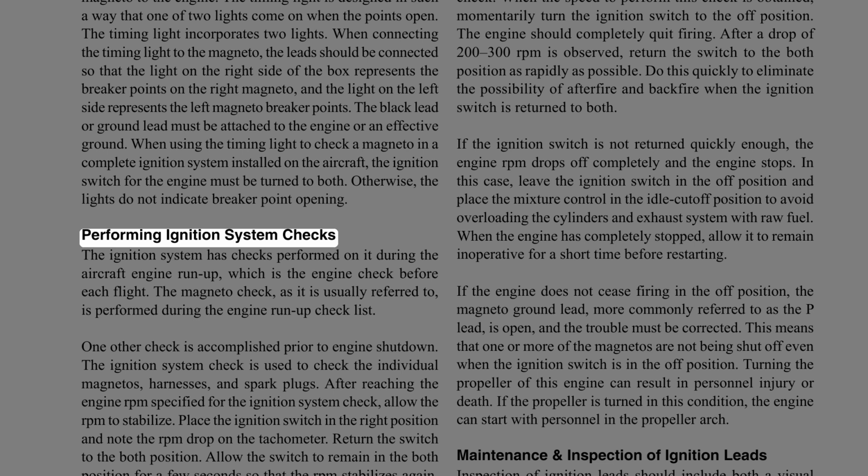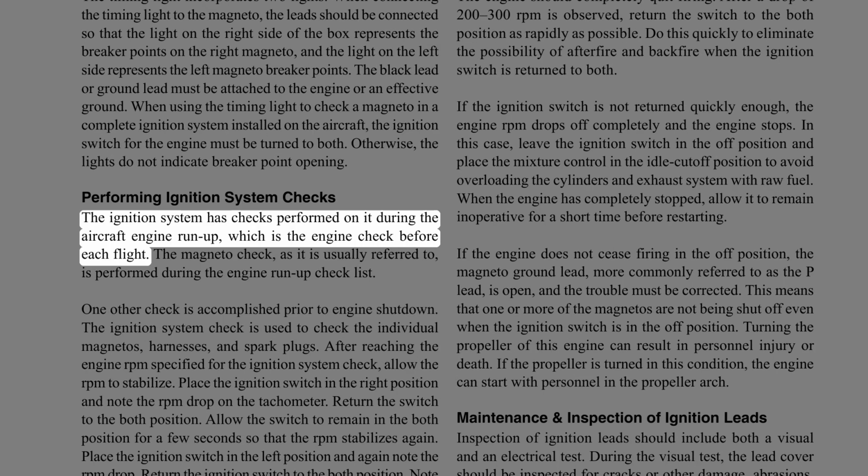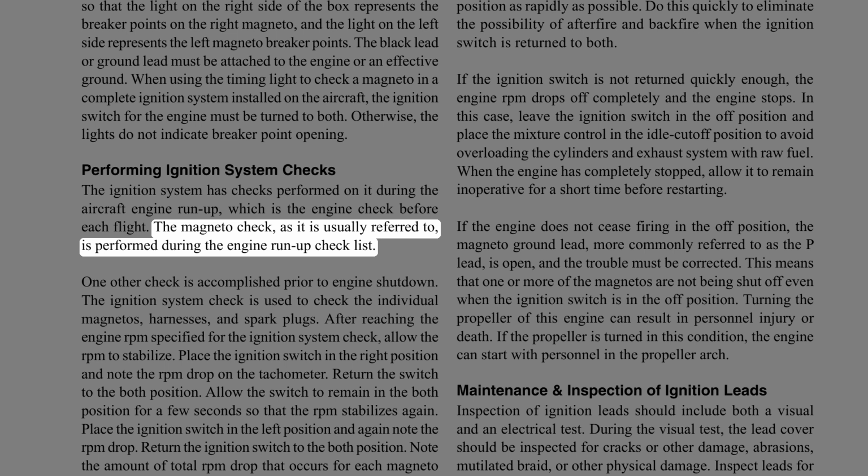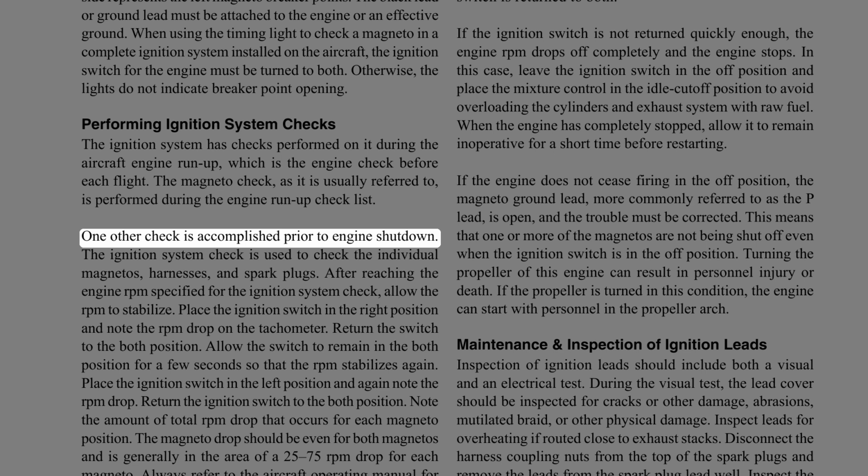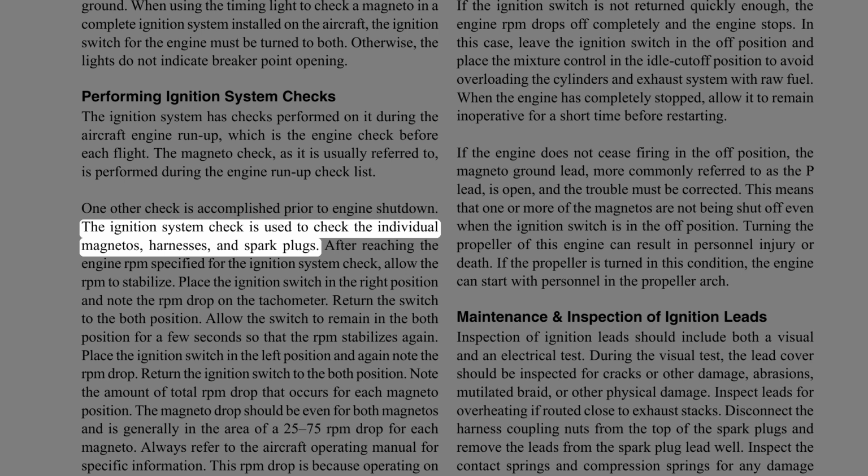Performing ignition system checks. The ignition system has checks performed on it during the aircraft engine run-up, which is the engine check before each flight. The magneto check, as it is usually referred to, is performed during the engine run-up checklist. One other check is accomplished prior to engine shutdown. The ignition system check is used to check the individual magnetos, harnesses, and spark plugs.